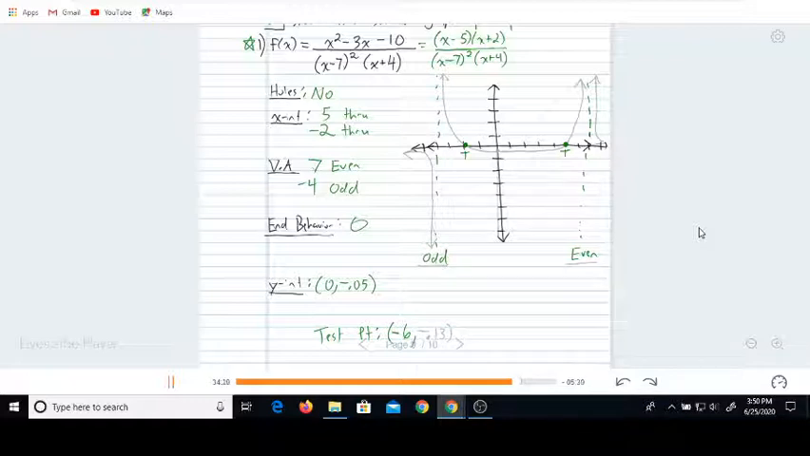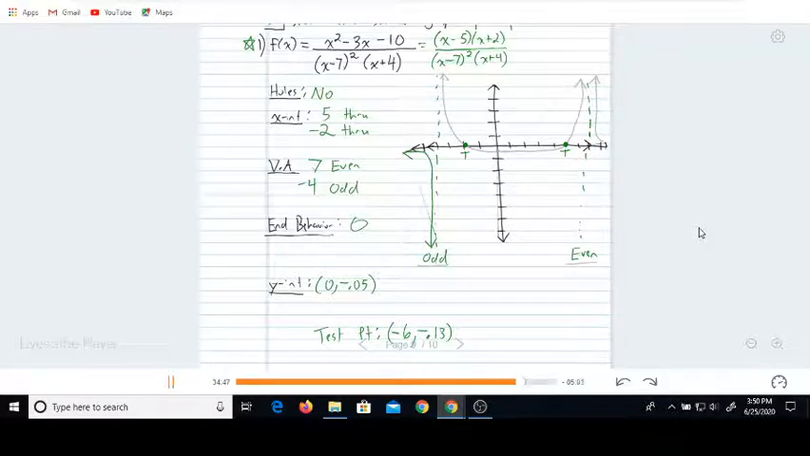Sorry, typing it in now. We get negative 0.13. So in other words, it's down below in quadrant 3. It's negative. So there we have it. We have our graph started, and I'm just following the vertical asymptote there.